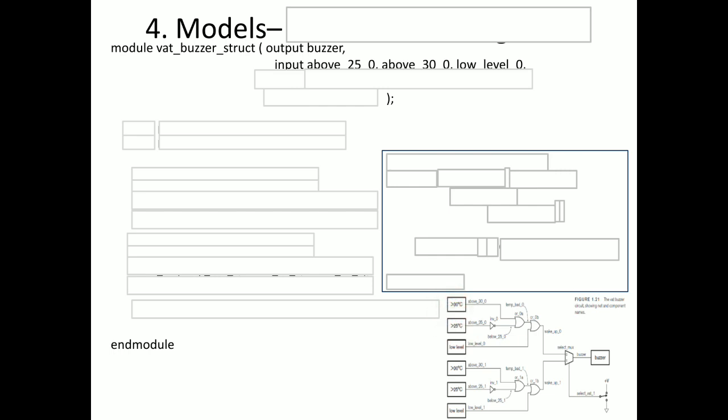Next we need to define similarly for VAT1 input: above 25 1, above 31, low level 1. You can see each of the names has been separated by a comma. Each port name should be separated by a comma. Then next left is the select line. Select VAT1 is also an input. Now we have defined all the port list.